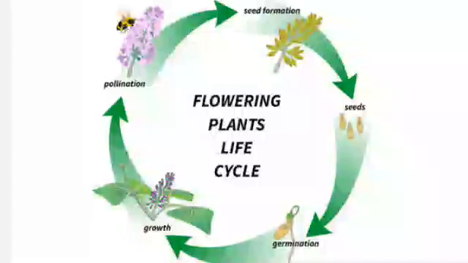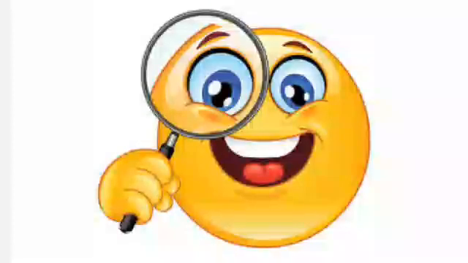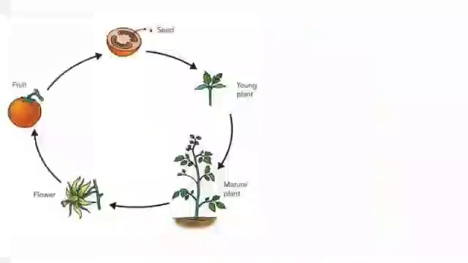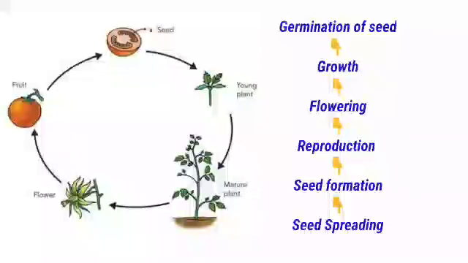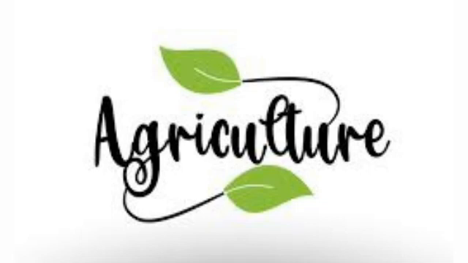Children, in last class, we studied about life cycle of a flowering plants. Shall we revise the previous topic? Are you ready? Okay, cuties. What are the stages of the flowering plants? Yes, very good. The major stages of the flowering plants are germination of seeds, growth, flowering, reproduction, seed formation and seed spreading. Okay cuties, today we are going to study about agriculture.